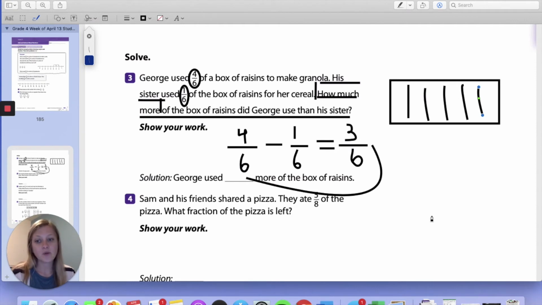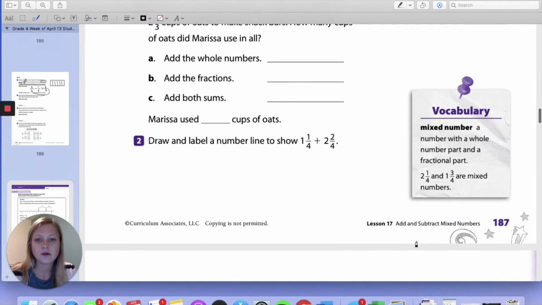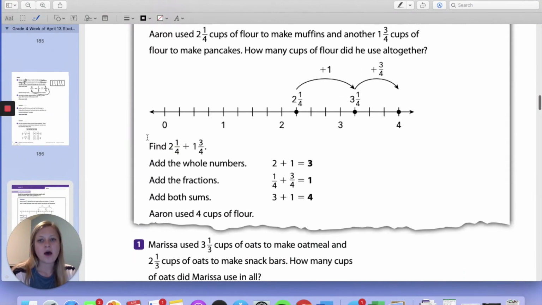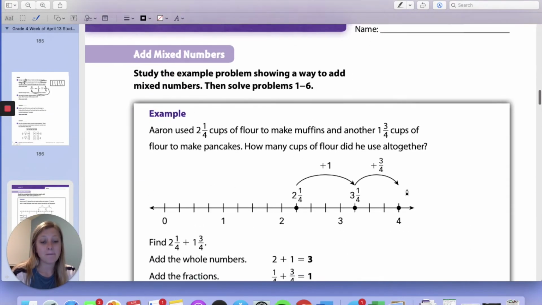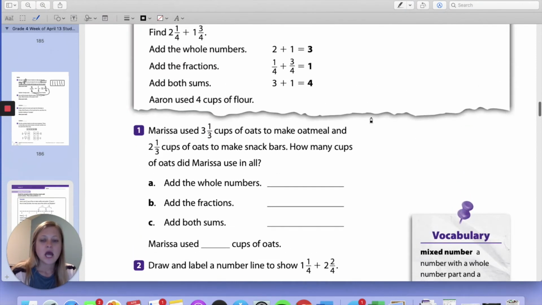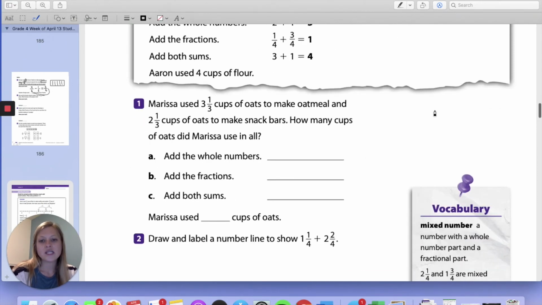The next one I want us to go down to is actually going to be this problem 1 from our adding mixed numbers, and that is going to be on page 187. And so we are going to follow the steps that were used in the example, which breaks it down for us. It says that step A is to add the whole numbers, step B is to add the fractions, and C is to add those sums.